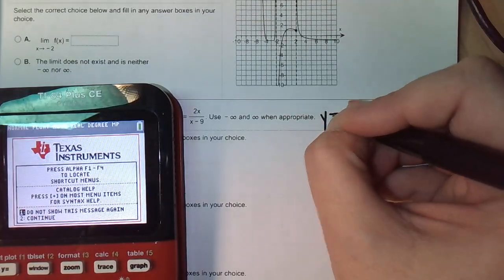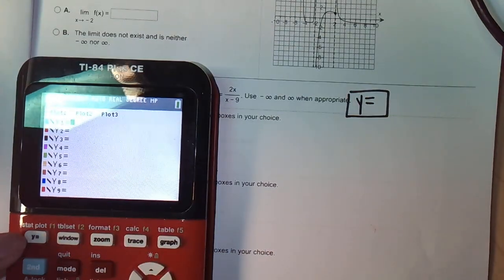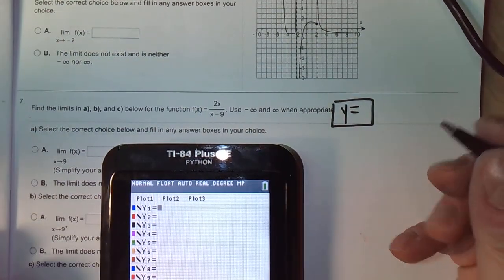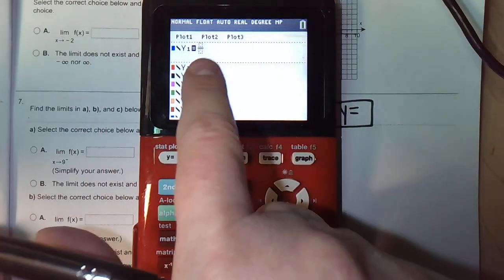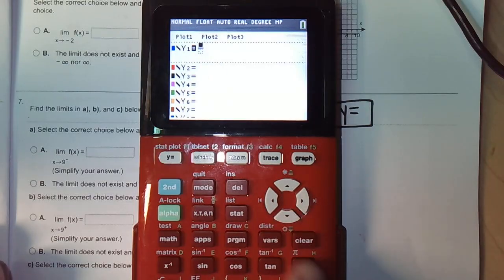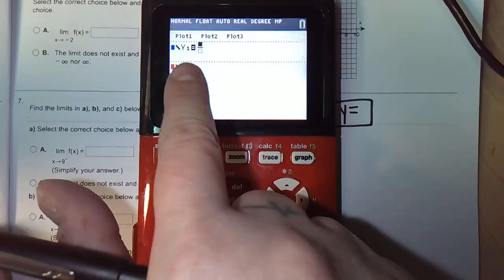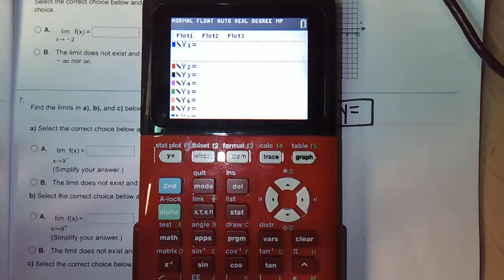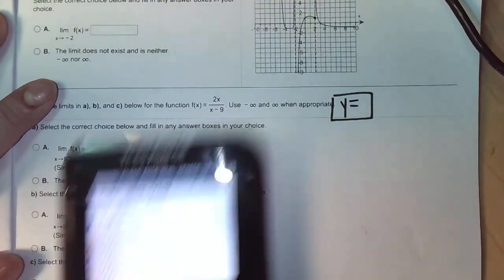First, I'm going to press y equals, it's at the top left. Then you can either press alpha x and it pops up little boxes for fraction, or you can press alpha y equals enter and it pops up little fraction boxes. Either way, we want little fraction boxes. So I'll press alpha y equals enter.